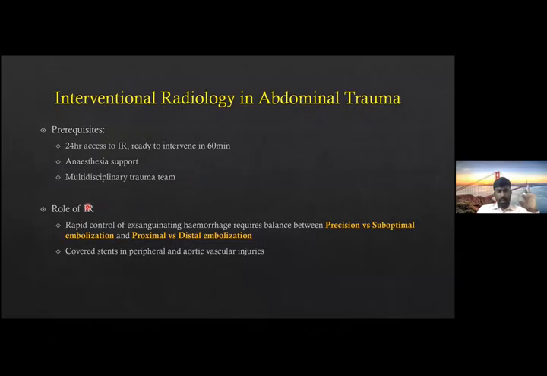So the role of IR in acute abdominal trauma is to achieve rapid control of exsanguinating hemorrhage, which requires a balance between precision versus suboptimal embolization, which we will see subsequently, and also a crucial decision between proximal versus distal embolization. So these are to block vessels. However, for peripheral vascular and aortic vascular injuries, covered stents play a crucial role.